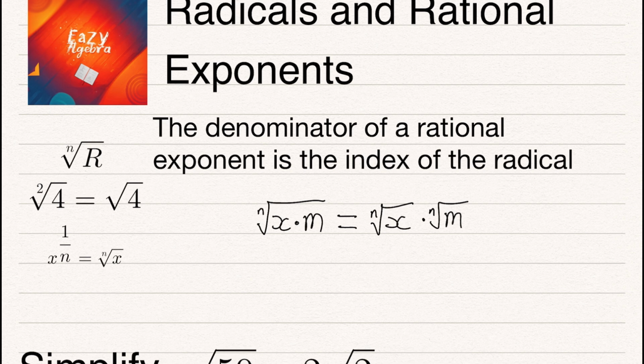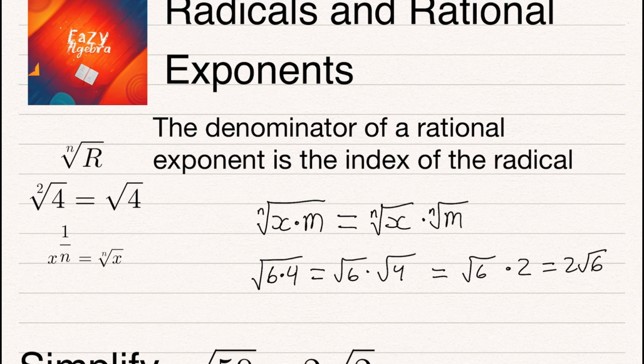And we use this when we have something like the square root of, and we'll do 6 times 4. We could rewrite that as the square root of 6 times the square root of 4, which would be the square root of 6 times 2, or 2 root 6. So we can simplify radicals using this. And the radical we didn't see that this would have come from would have been the square root of 24.